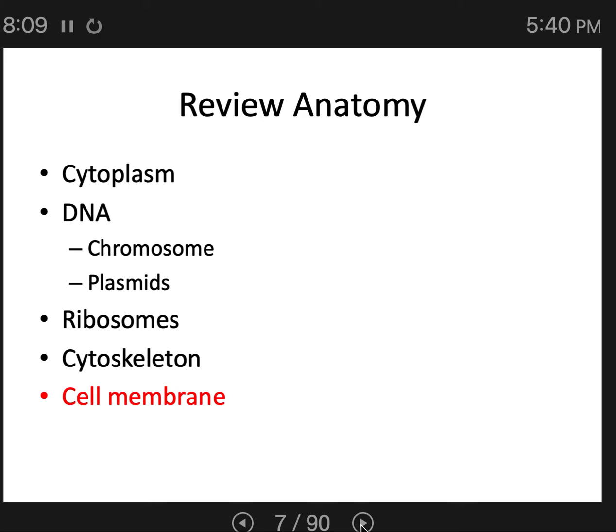And then cell membrane, and I have that in red because even though it's review, the cell membrane is the barrier that divides the inside from the outside of the cell. So it keeps the internal environment of the cell separate from the external environment. And it's made out of phospholipids.